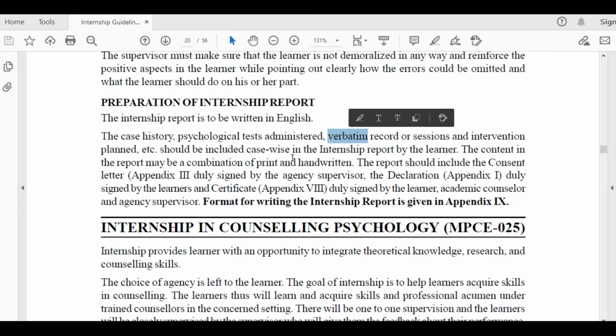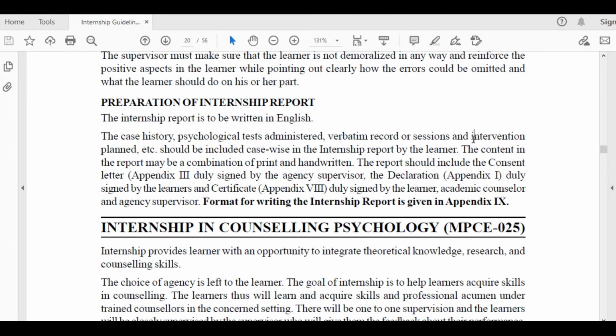Verbatim record, that is what you have communicated to the client and how the client has answered back during the session, what all observations you have made, whether they are making eye contact or any body language changes that you observe. Every minute detail comes in the verbatim record.